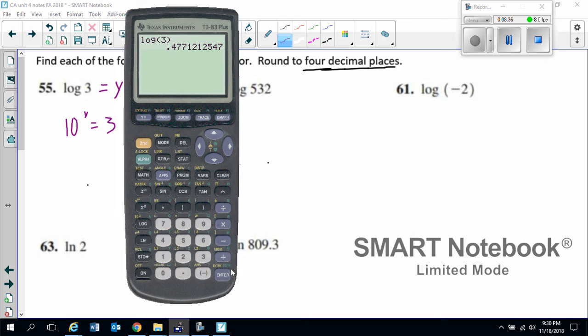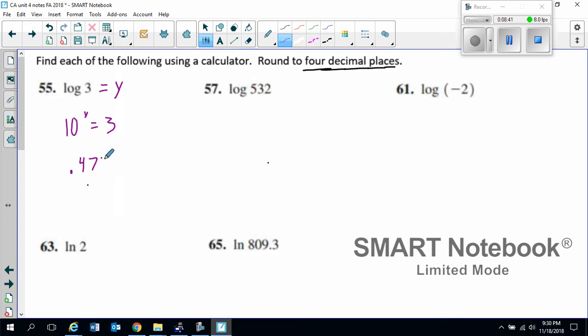0.4771. So 4 decimal places. There you go.